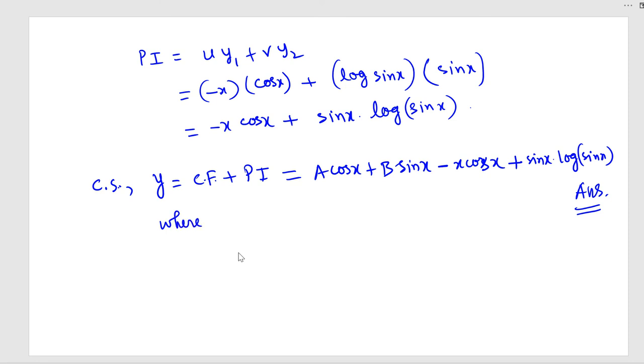where a and b are arbitrary constants. So that's how you will try to find out the solutions.